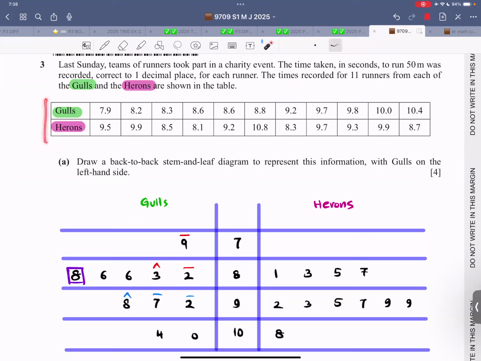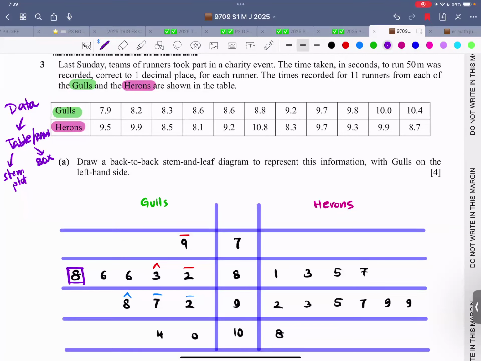Now, whenever you have data related to a table, or maybe raw data, and we are talking about a stem and leaf diagram or stem plot, or a box and whisker plot, simply known as box plot, always make sure about the order in which the data is arranged. Now let's have a look. 7.9, 8.2, 8.3, 8.6, 8.6. This is neatly arranged, but this one is not. 9.5, 9.9, 8.5, 8.1, 10.8, 8.3. This is not. So you need to arrange this in order.